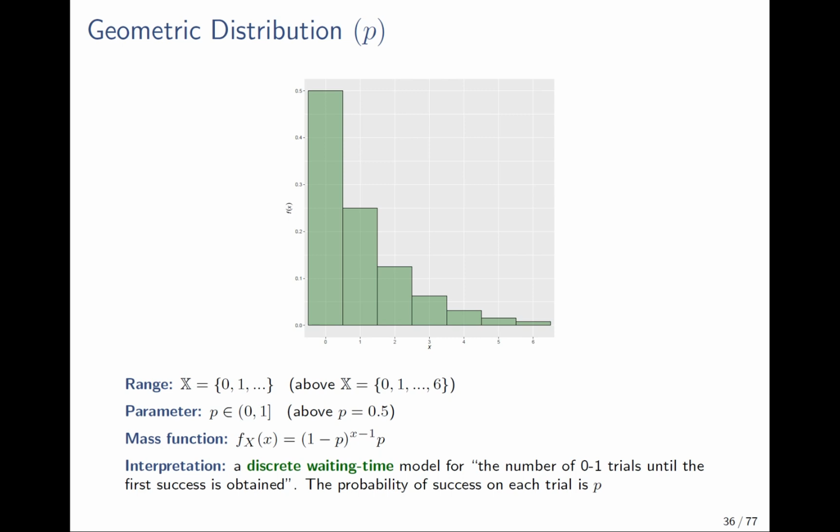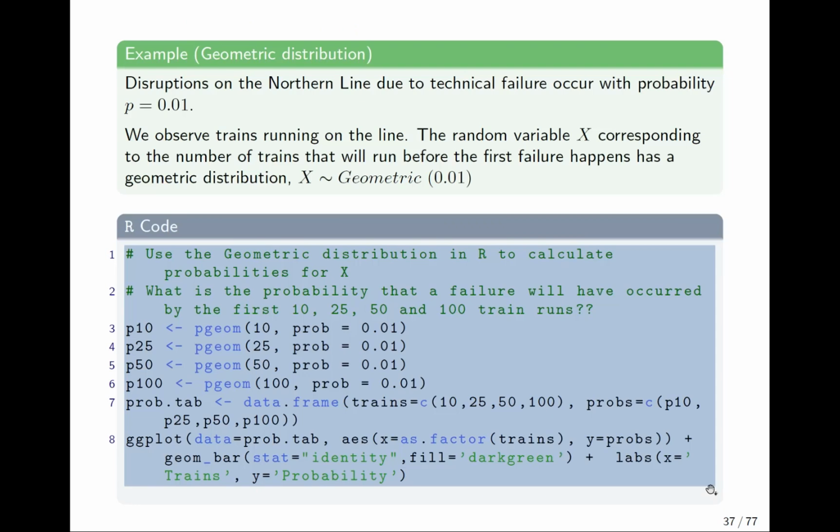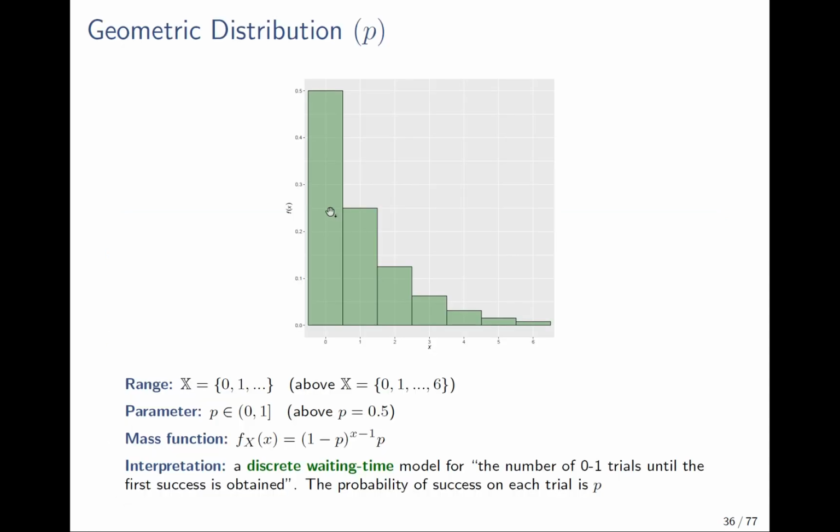Okay, other discrete distributions. This distribution, the geometric distribution, which has a single parameter p, is called a discrete waiting time distribution. So it's a model for the number of 0-1 trials that we conduct until the first success is obtained. The single parameter again relates to the probability of success in each trial, and the distribution is for non-negative integers. And it might look like this. In the above example, we have x equal to 1.